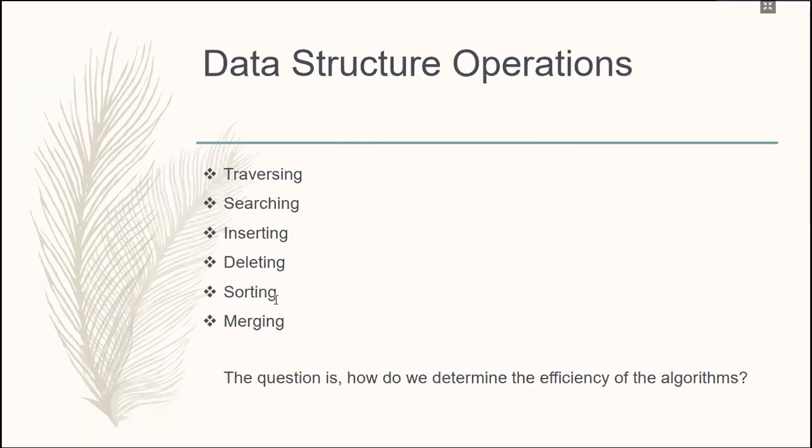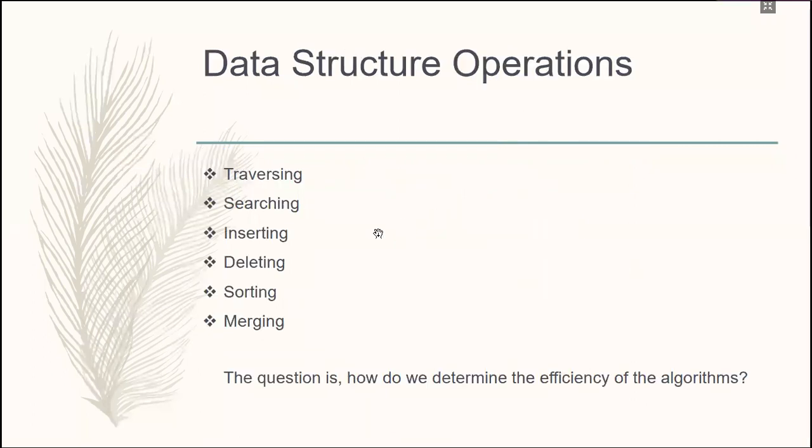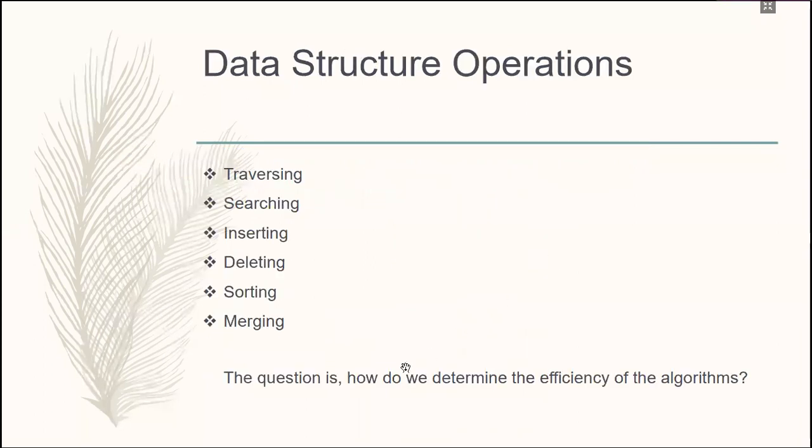Then sorting. What does sorting mean? If you want to sort them, you see all of this B, F, G, they're actually sorted. That means the smaller one comes first: A, B, C, D in alphabetical order. And then merging: if you want to merge these two lists, combine these two rows, this can be called merging. We'll see more details, but the question is, how do we determine the efficiency of algorithms?